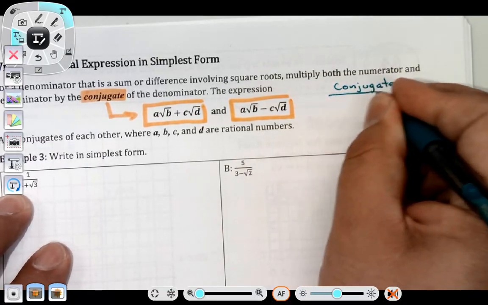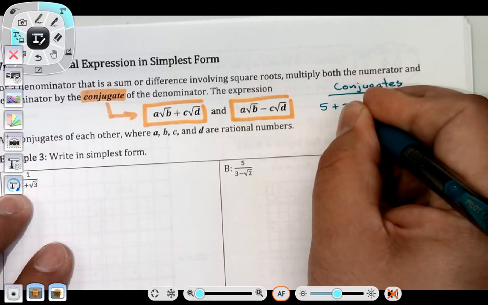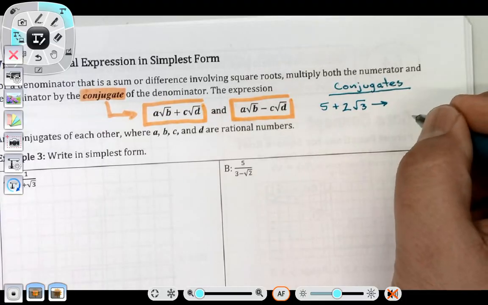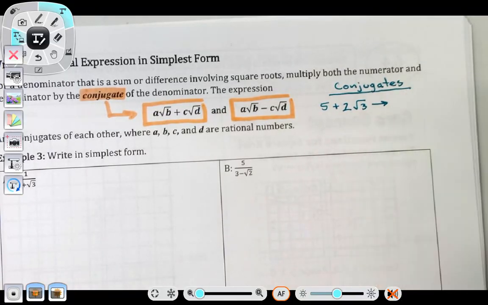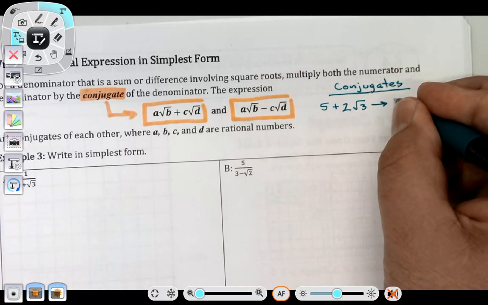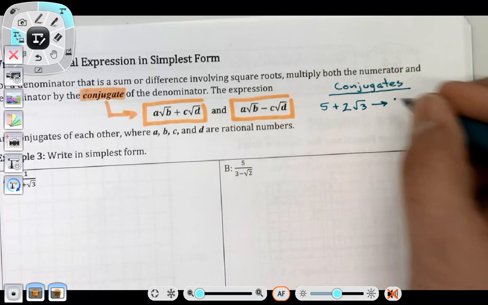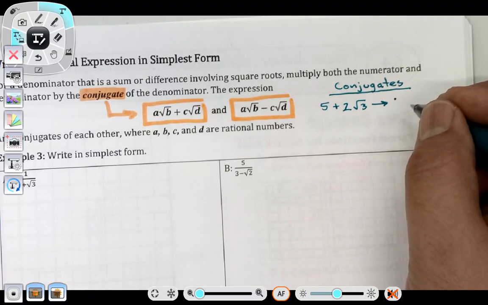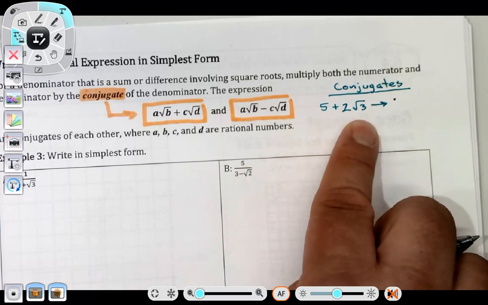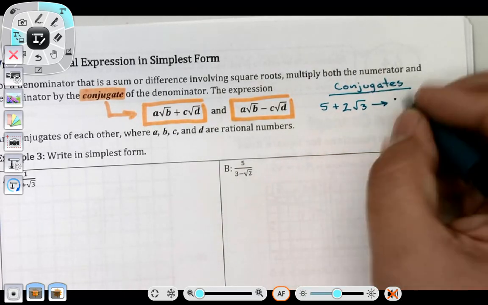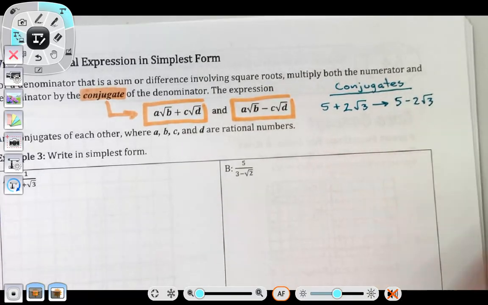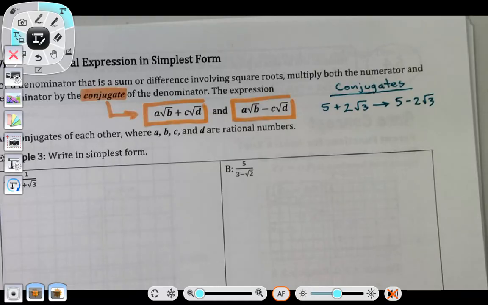If I see 5 plus 2 radical 3, then what will I multiply it by for this one, Naomi? What's the conjugate of 5 plus 2 radical 3? Yeah, that's it. That's what I would multiply it by, with the work I'm going to do later on. That would be the conjugate.